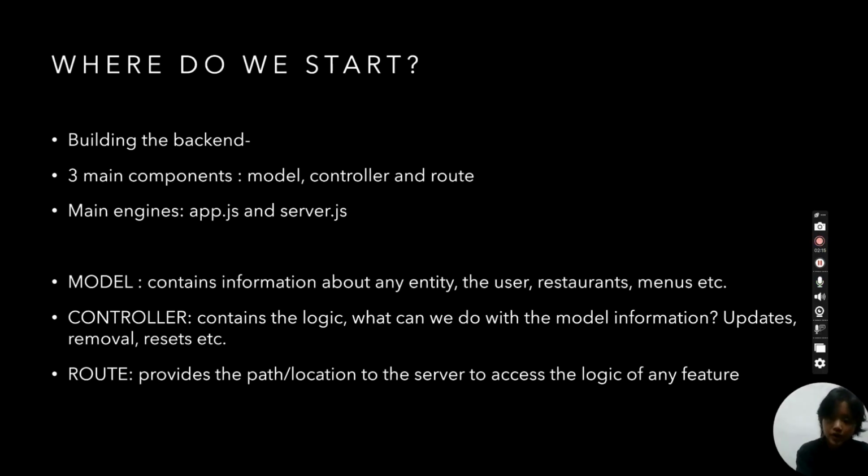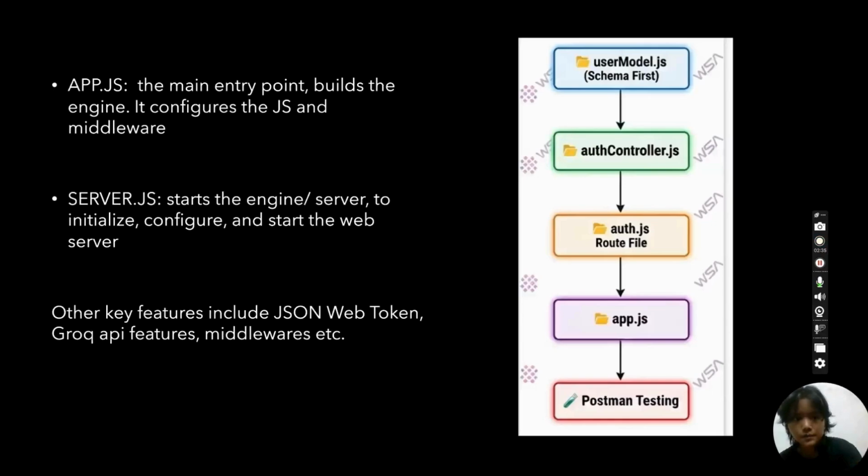Then we have the route, which provides the path or location to the server to access the logic of any feature. It's like, okay, I made a particular feature and made it possible, but how will my server know that I have this feature? How will my server locate that particular feature? That is what the route is basically performing for us.